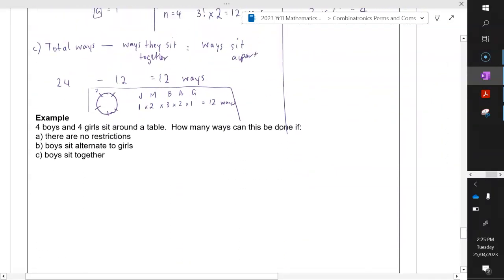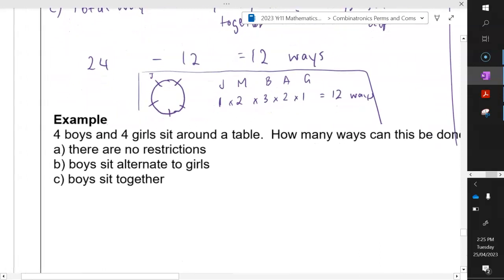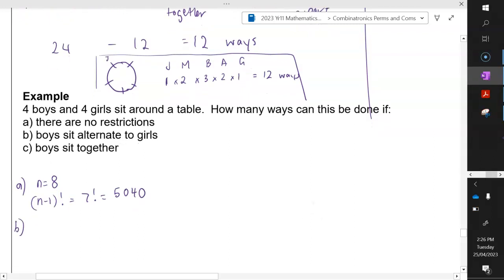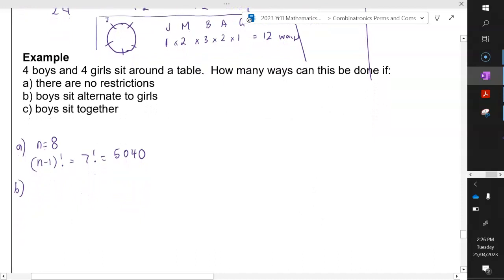Okay, let's have a look at our next example. 4 boys and 4 girls sit around a table. How many ways can this be done if there are no restrictions? Okay, if there are no restrictions, we've got 8 people around that table. We would have n minus 1 factorial ways, which would be 7 factorial ways, which is equal to 5,040.